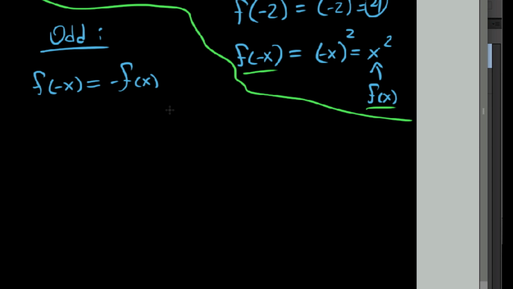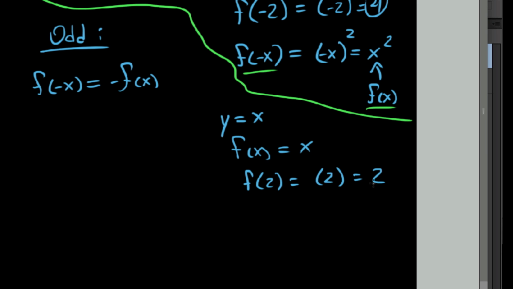Well, what if I were to make up this function y equals x? We could say that's the same thing as f of x equals x. So, for example, what if I did f of 2? With 2, that was a good example last time. Everywhere I see an x, I'll plug in a 2, and I get 2.